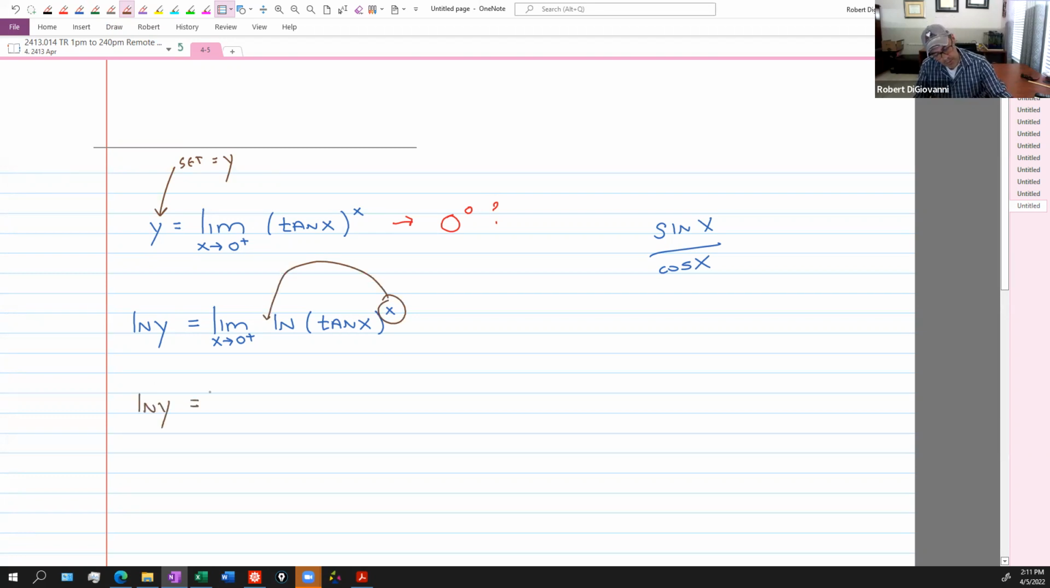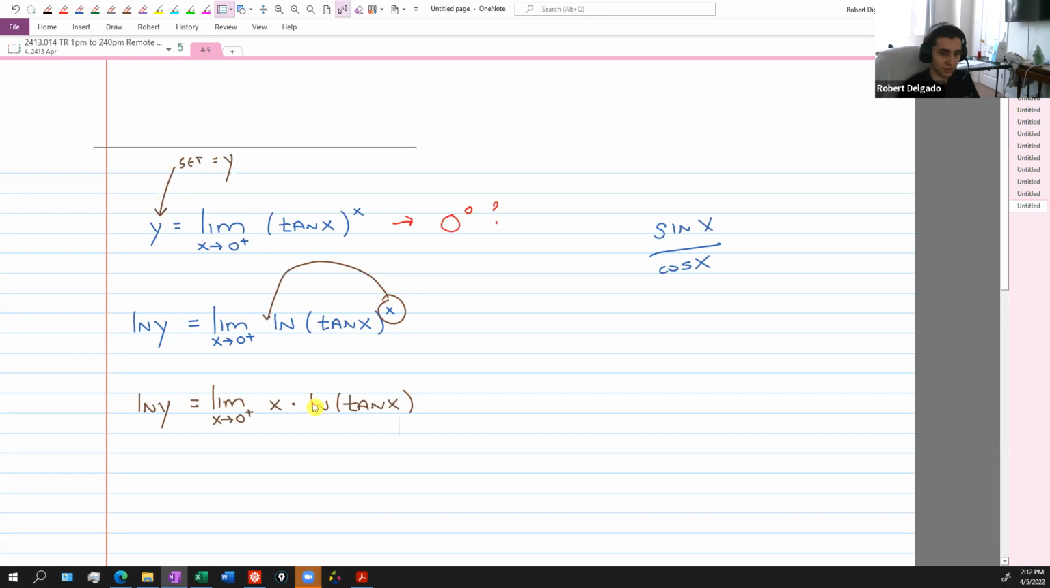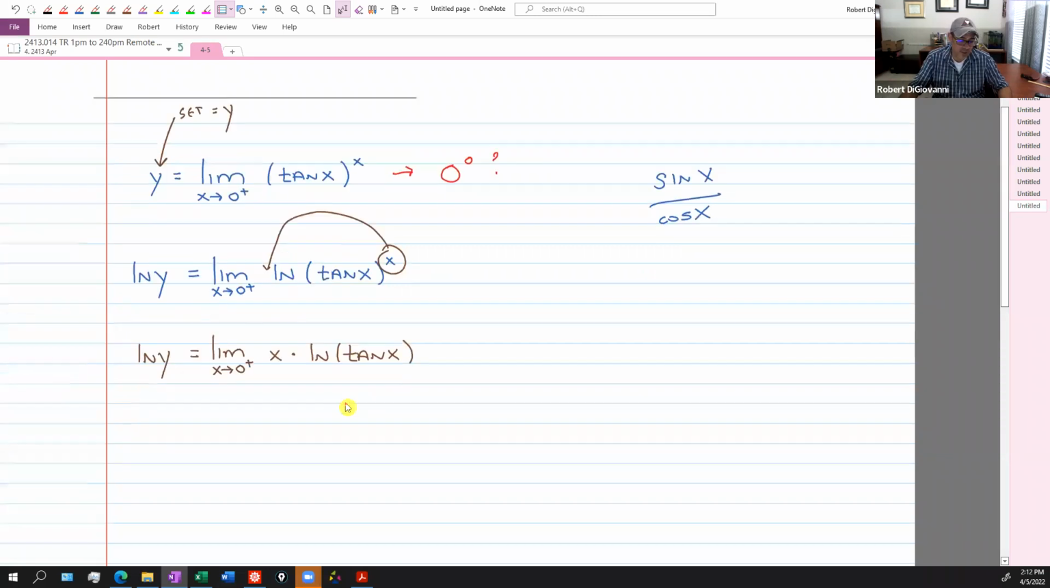Natural log y equals the limit as x goes to 0 from the right of x times natural log of tangent of x. What did I just promise you this would become after you pull this out? 0 times infinity, or it could be infinity times 0. I promise you it's now the situation where you need to drop one. I'm going to drop the x. I really don't want to drop the natural log tangent x.